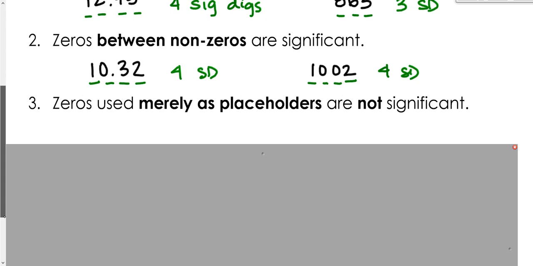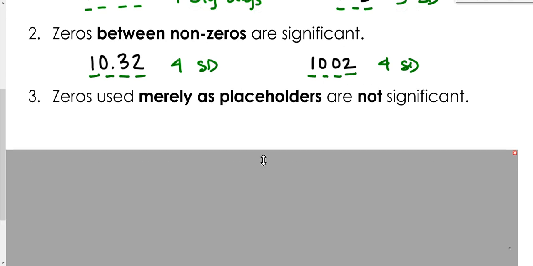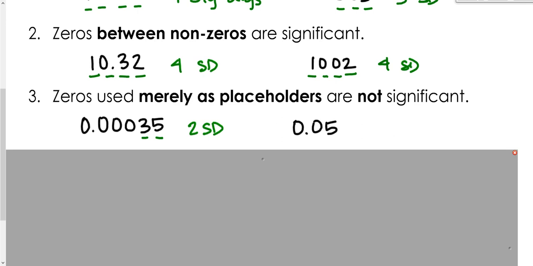The next rule is zeros used merely as placeholders are not significant. This would be a number with what we call leading zeros. Something like 0.00035. To show that the 3 and the 5 are in those places, you need these zeros before it to show that there's no tenths, no hundredths, no thousandths, and so on. So this one only has 2 significant digits. Those zeros are all what we call placeholders, and it doesn't matter how many there are. It could just be 1. It could be 0.05. That would be just 1 sig dig.